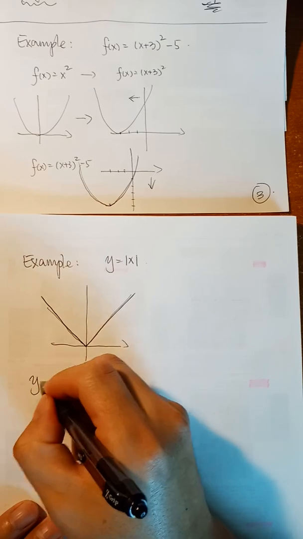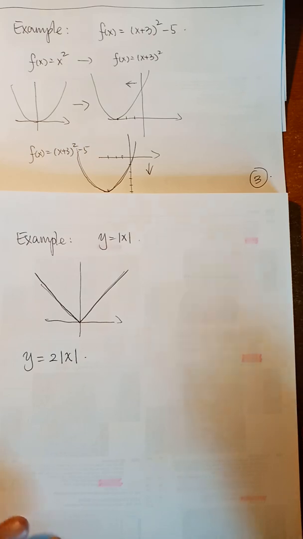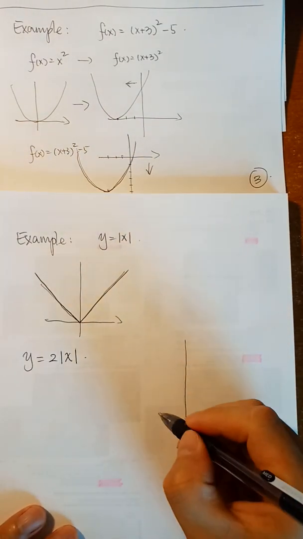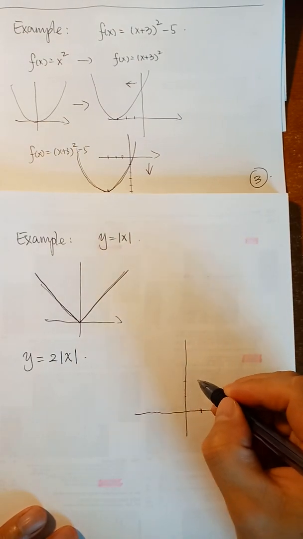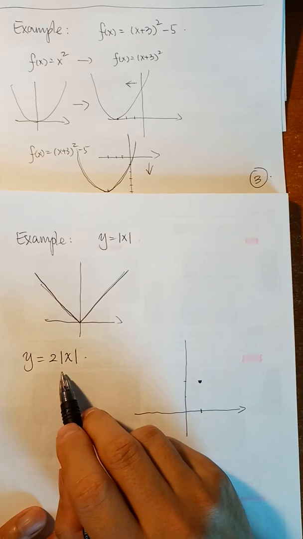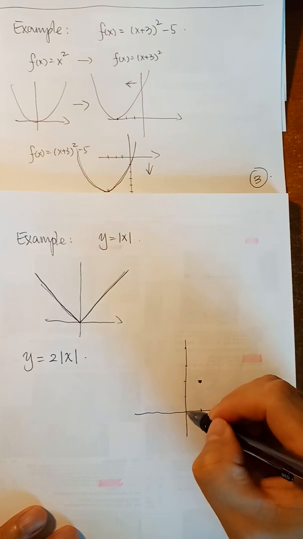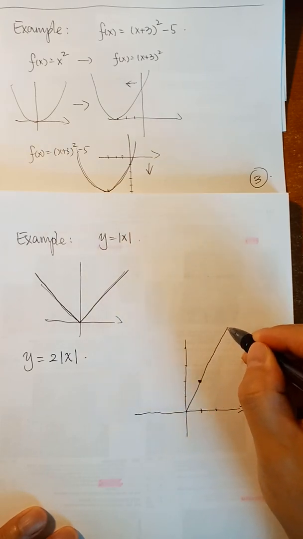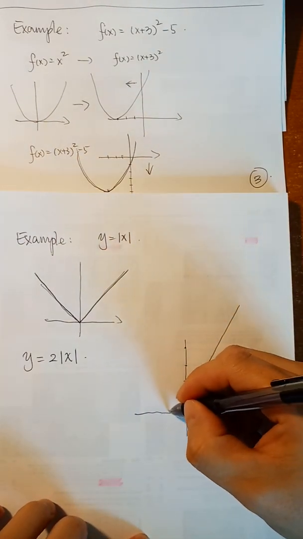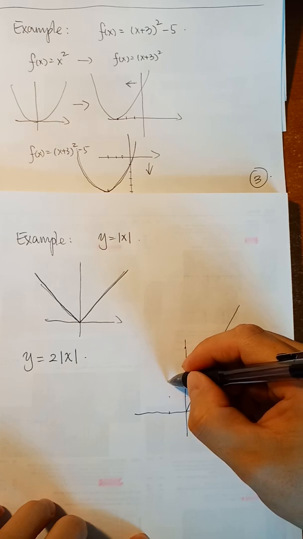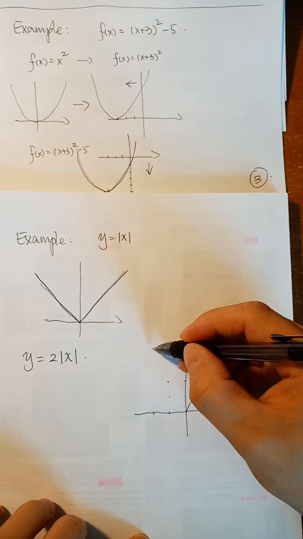And now we have 2 times the absolute value of x. Let's label the important points. When you have 1, the value is equal to 2. Absolute value of 1 is 1, but times 2 is 2. When you have 2, the value becomes 4. Of course, when you have 0, it's still 0. So that's the right part. And the left part is similar. When I have -1, absolute value of -1 is 1, but times 2 is 2. When I have -2, absolute value is 2, but times 2 is 4.